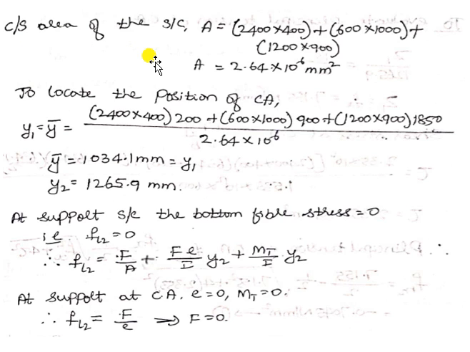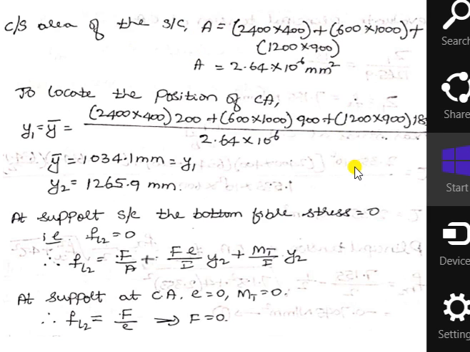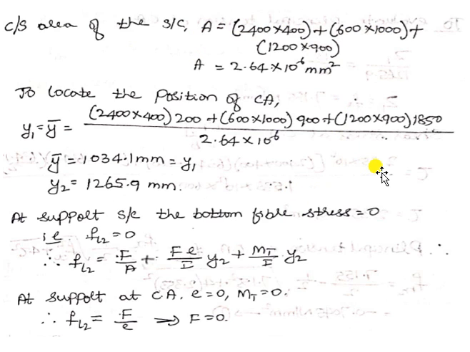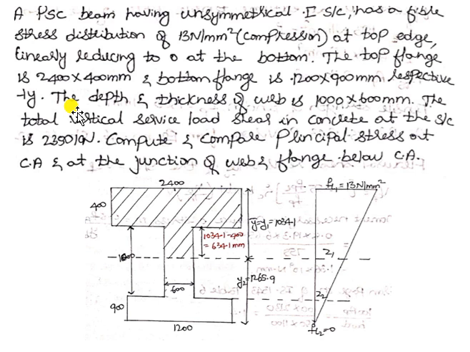So cross section area of a section is equal to 2400 into 400 plus 600 into 1000 plus 1200 into 900. So the cross section area is equal to 2.64 into 10 to the power of 6 millimeter square. To locate the position of centroidal axis, so here it is an unsymmetrical I section, hence we need to calculate what is the centroidal axis of a section.